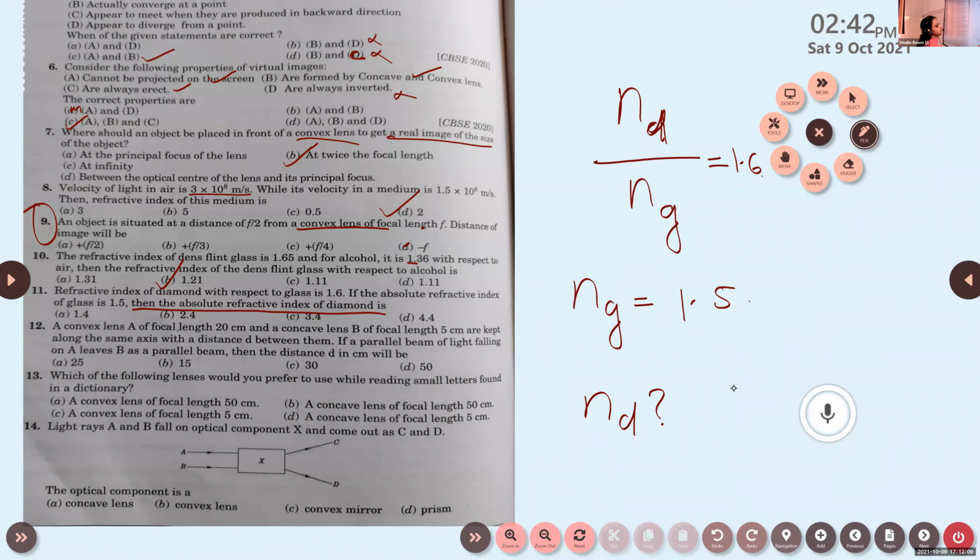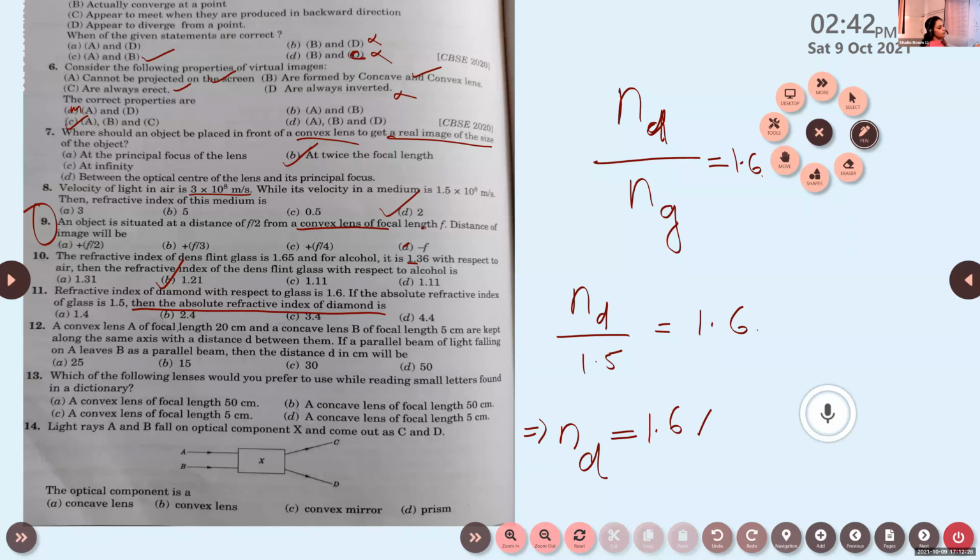How do you obtain it? Here it is 1.5. Nd divided by 1.5 is equal to 1.6, which implies the refractive index of diamond Nd is equal to 1.6 into 1.5. Take this 1.5 to the RHS. Here it is division, and whenever it is taken to the RHS, it becomes multiplication. So 1.6 into 1.5 is equal to 2.4.